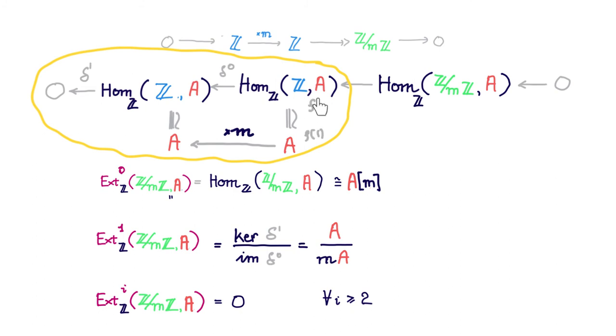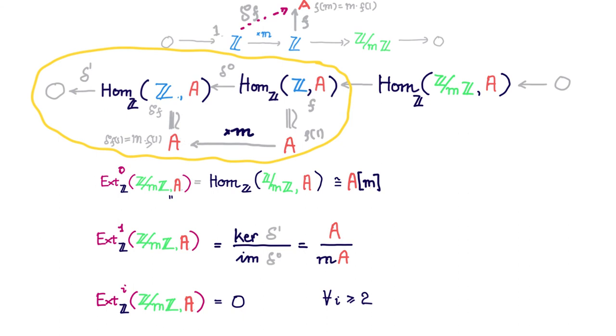To do so, observe that any homomorphism f from Z to A is uniquely determined by where it sends 1. So by sending f to f of 1, we get an isomorphism between this group and A. Now, what is this coboundary map under this identification? Recall that the coboundary of f was just defined to be the pullback of f under this map. In particular, the coboundary map of f sends 1 to f of m, which is just m times f of 1. Thus we see that this map is just multiplication by m.